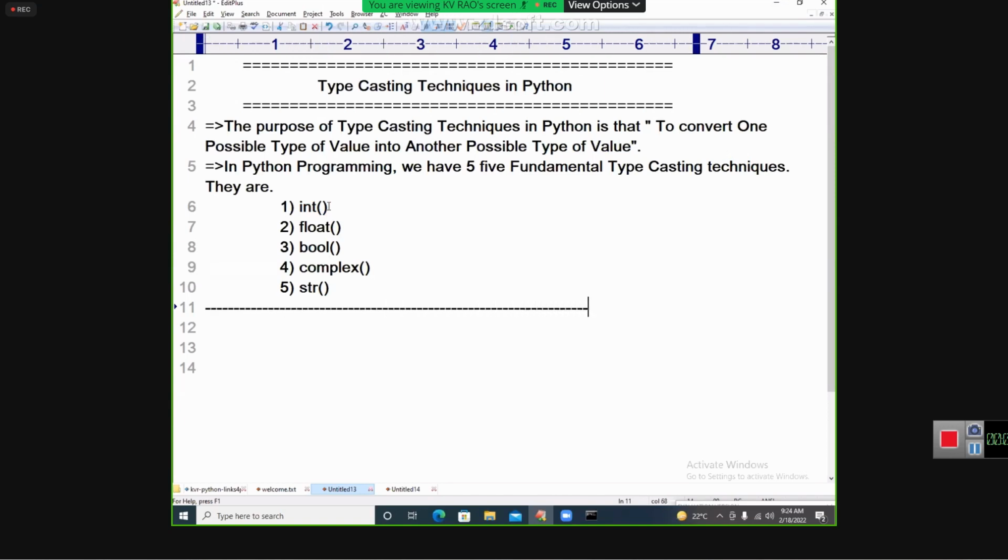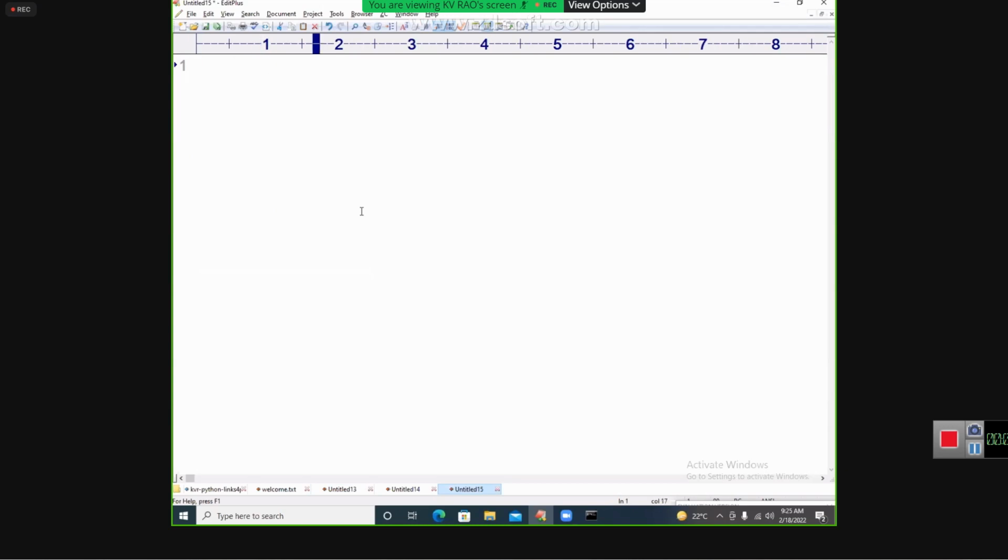Is it easy to remember or difficult to remember? Come on, all of you tell me. Easy, because I already told you: int data type, int function; float data type, float function; bool data type, bool function; complex data type, complex function; str data type, str function. Like that you need to remember. Already we have looked into the bool data type. Those things I explained already in the class, the tuple type, set type, and all those things. First typecasting I am going to explain.